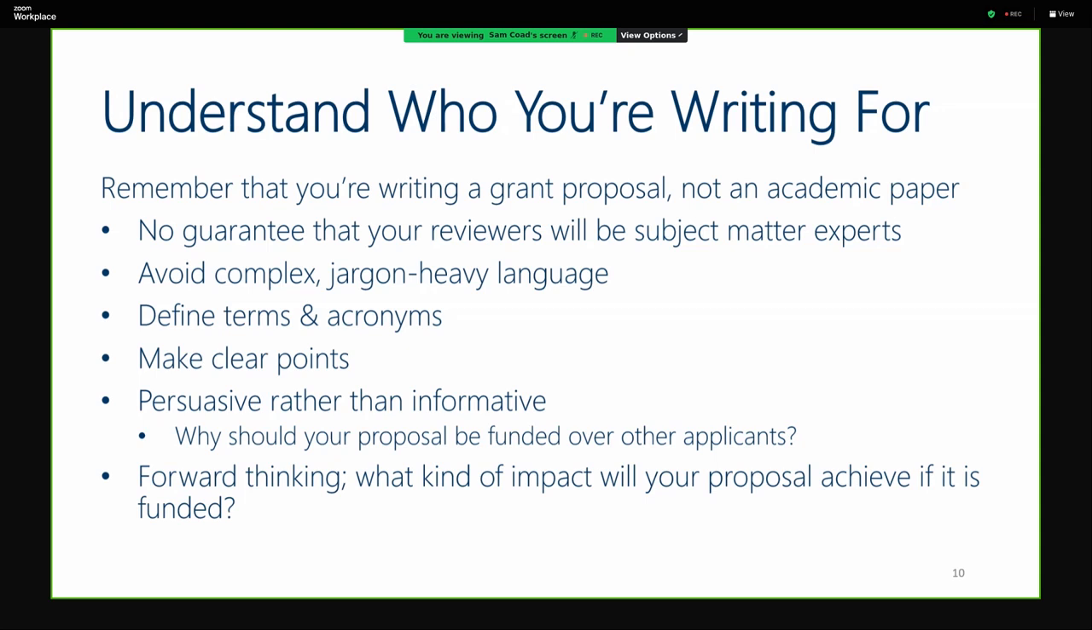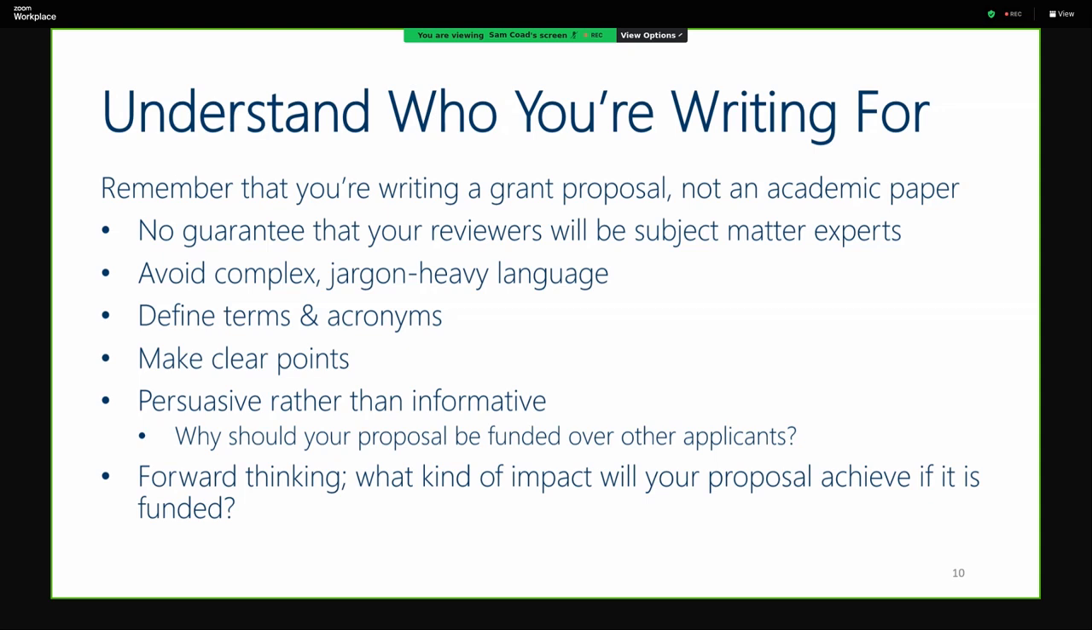And to that end too, no one wants to feel like an idiot. You want to avoid complex jargon, heavy language. You want to define terms and acronyms and make clear points, because they want to understand what you're asking for. They don't want to read a paragraph and be like, oh my gosh, what happened there? You want them to feel like they're understanding what you're asking.